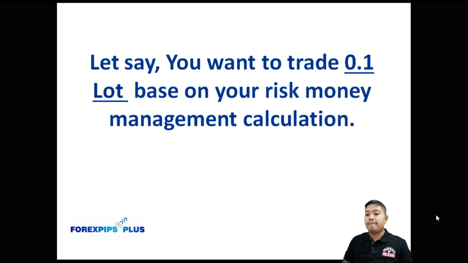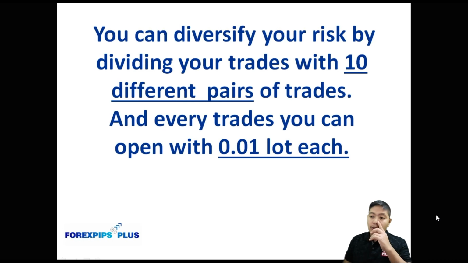Let's say you want to trade one lot. You decided on that based on your risk money management calculation. Let's say 0.1 lot size is about 2% of your account, just as an example. Now you can diversify your risk by dividing your trades across 10 different pairs, and every trade you can open with a 0.01 lot size each. Before, you decided on 0.1 lot size, which means $1 per pip. But you can diversify across different currency pairs and divide it by 10, so each currency trade is 0.01.